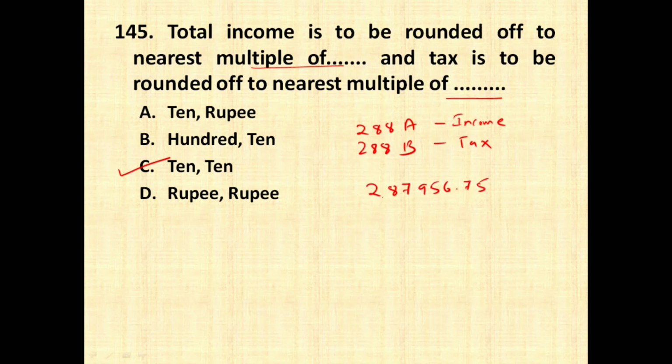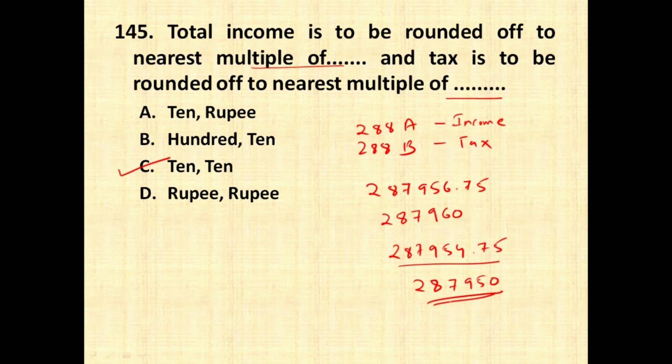For example, if the income of a person is rupees 2,87,956.75, it has to be rounded off to the nearest value, that is 2,87,960 rupees. If it is less than 5, for example, if the income would have been 2,87,954.75, then the nearest value would be 2,87,950 rupees. So in this way, income has to be rounded off to the nearest multiple of 10.